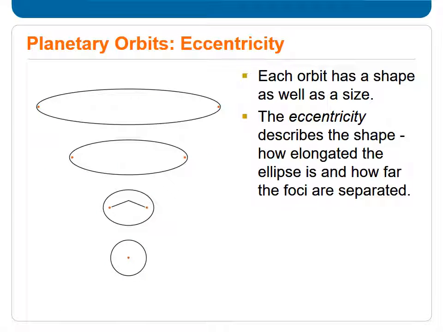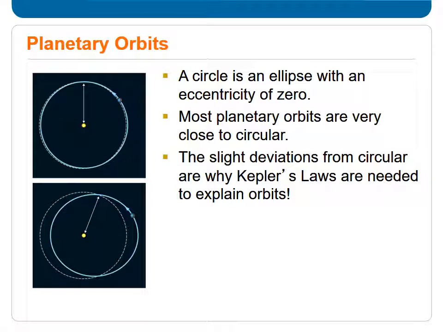Each orbit has a shape as well as a size, and that eccentricity describes the shape. That is how elongated the ellipse is and how far the foci are separated. A circle is an ellipse with 0 eccentricity. In this case, both thumbtacks would be on top of each other. Most planetary orbits are very close to circular, which is why Ptolemy's system worked for so long. The slight deviations from circular are why we need Kepler's orbit.